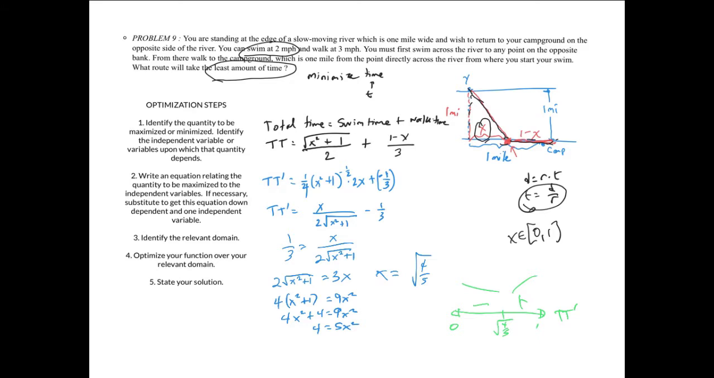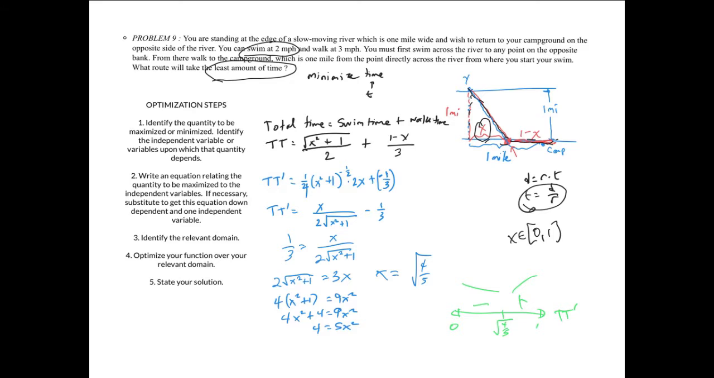I know that the minimum time happens when x is the square root of 4/5, so I need to answer the question. It says, what route will take the least amount of time? There are several different ways you could answer this. What I would probably say is that I would want to swim to a point that is square root of 4/5 miles downstream and then walk the rest of the way to the camp.